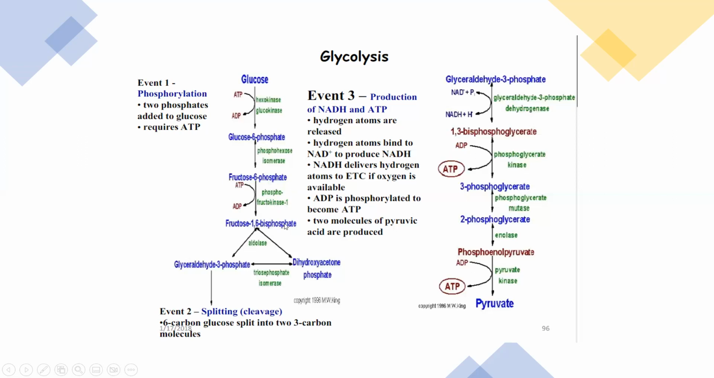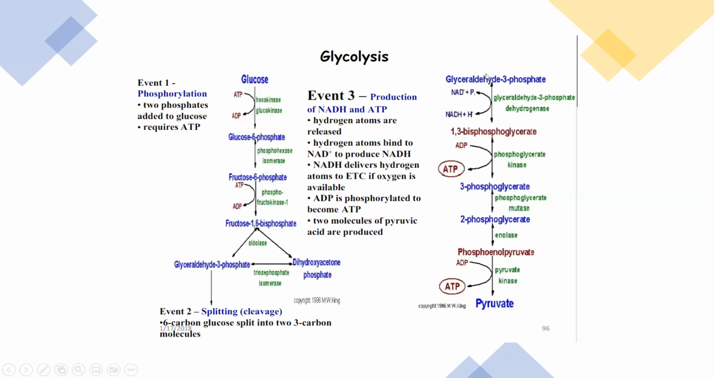Now this fructose 1,6-bisphosphate undergoes cleavage, forming two compounds, glyceraldehyde 3-phosphate and dihydroxyacetone phosphate. This is a reversible reaction. Glyceraldehyde 3-phosphate can form dihydroxyacetone phosphate, and this reaction is also reversible. During the cleavage process the enzyme involved is aldolase, and the conversion of glyceraldehyde 3-phosphate to dihydroxyacetone phosphate takes place in the presence of the enzyme triose phosphate isomerase.